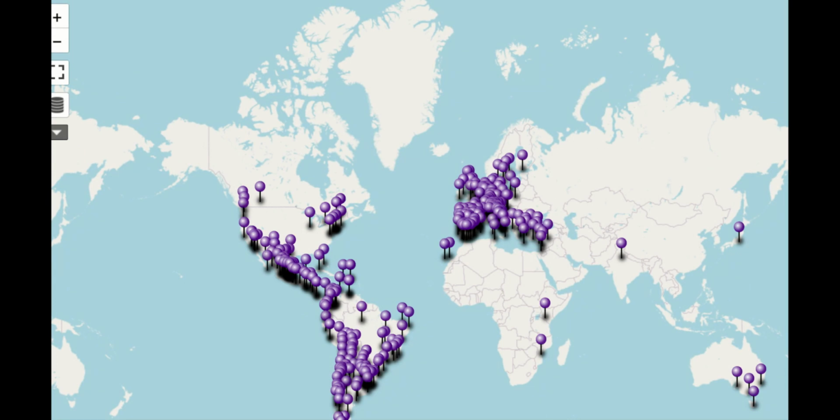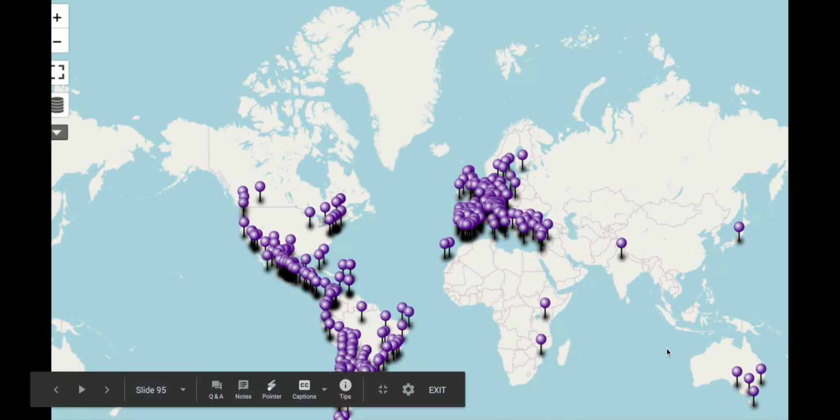Here's a map to show all the different places around the world where this dance was recreated. And again, it was switched up a little bit depending on where you went, but this is all the places it was recreated. Super cool.